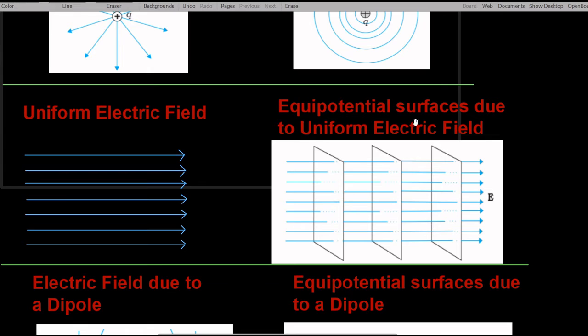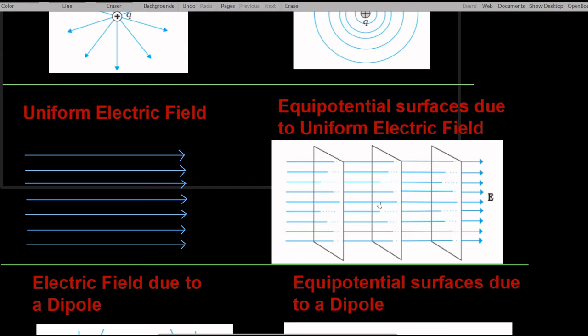Look at the equipotential surfaces. The blue lines are indicating the electric field. Equipotential surfaces are planes perpendicular to the field lines. For a uniform electric field, equipotential surfaces are also equidistant.